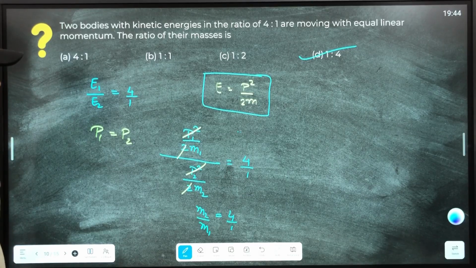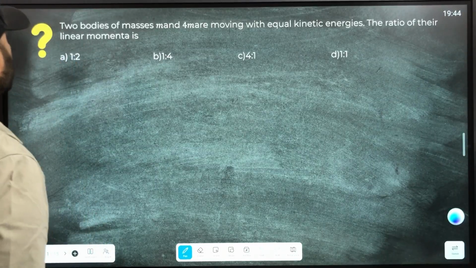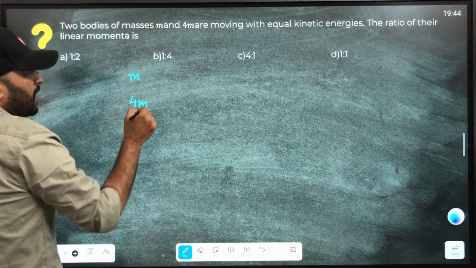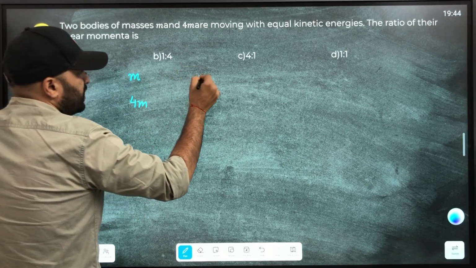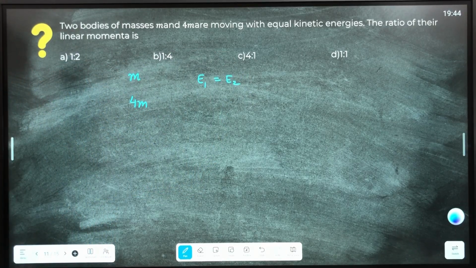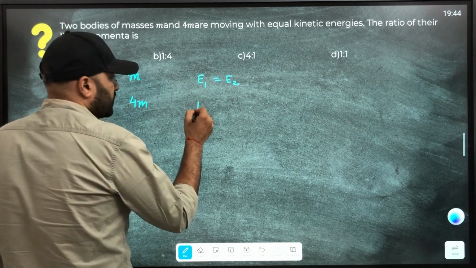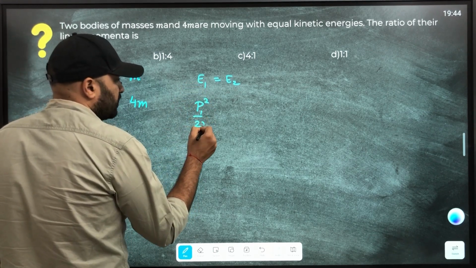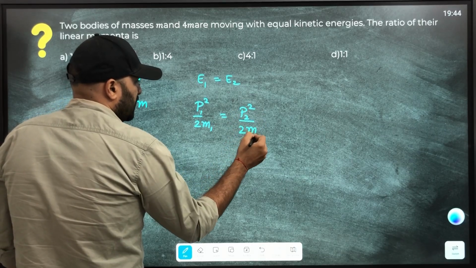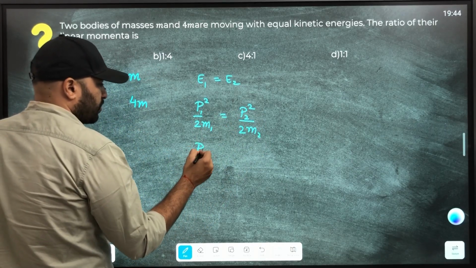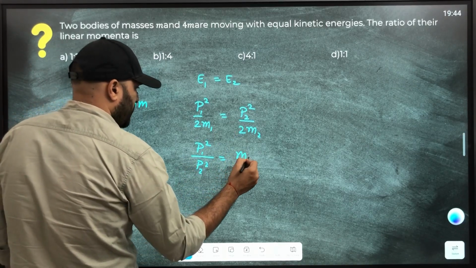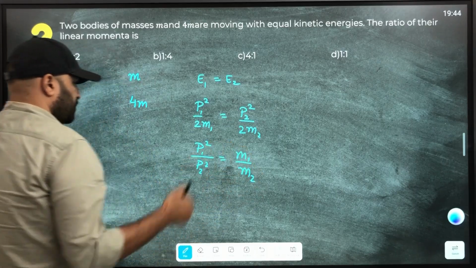Let's see the next one. Our next question says two bodies of mass M and 4M are moving with equal energies, E1 equals E2. What will be the ratio of their linear momentums? Again, we will use the same formula. E1 is P1 square by 2 m1, equal to P2 square by 2 m2. Let's cross multiply. So P1 square by P2 square will be equal to, 2 cancels with 2, m1 by m2.